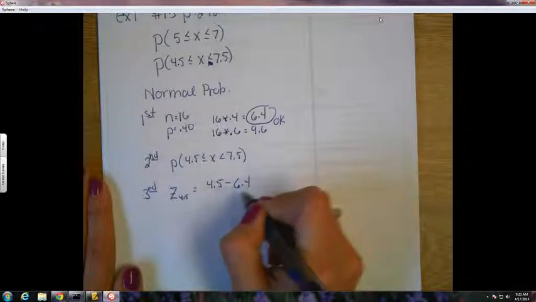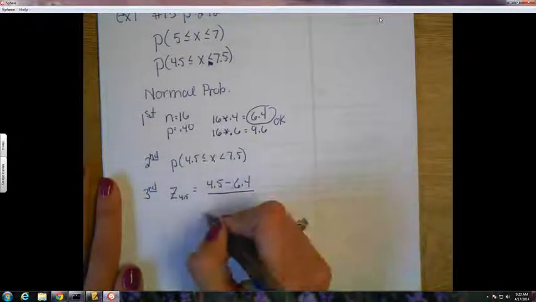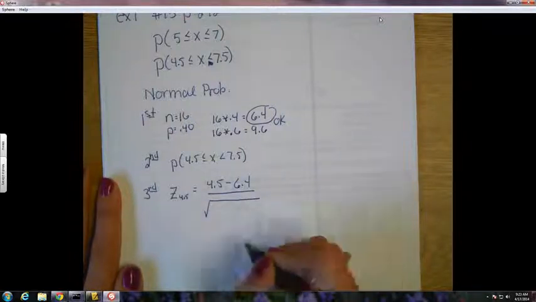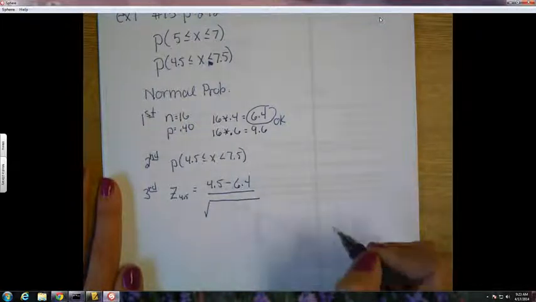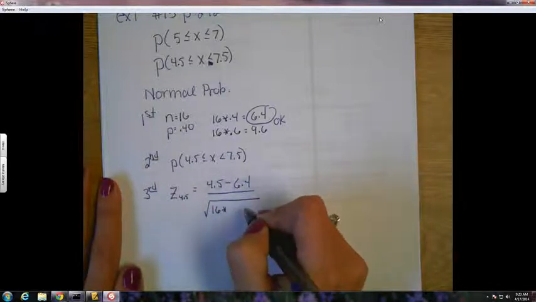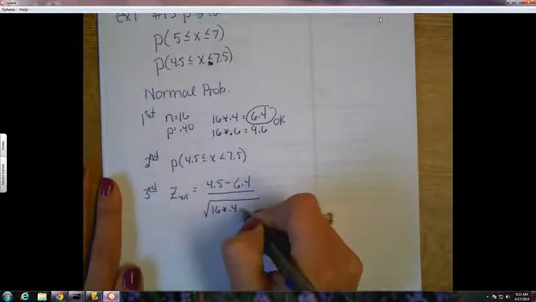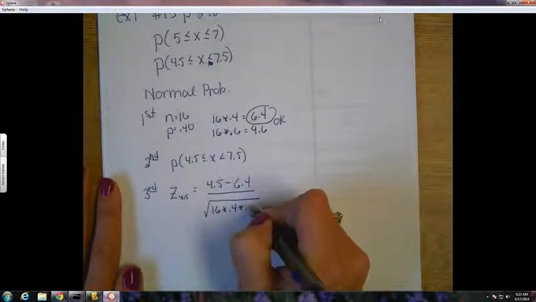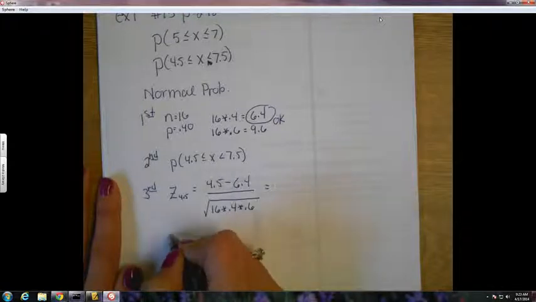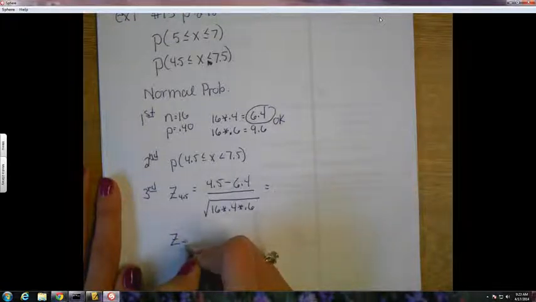Where do I get my standard deviation from? Square root of npq. So the n was 16. The p was given as 0.4. So what does that make the q? 0.6. Okay. And then we'll crank through that same thing with the 7.5.